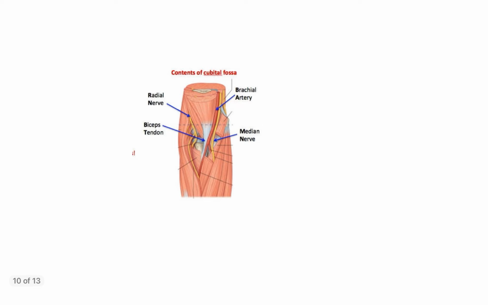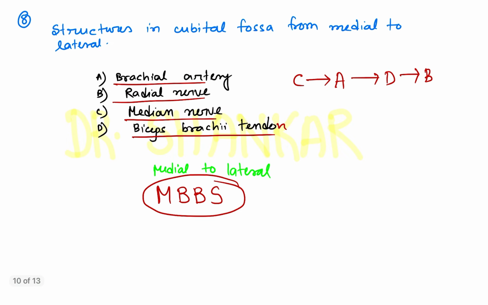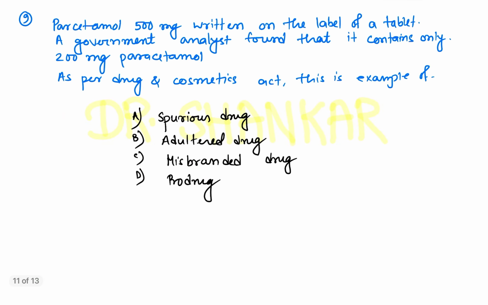So look at this image carefully. Most medially is the median nerve, then this is the brachial artery, then this is the biceps brachii tendon, and lastly this is the superficial branch of the radial nerve. This is the pronator teres muscle, and this is the brachioradialis. So these are the contents of the cubital fossa from medial to lateral. Very important question. Next, coming to another question for pharmacology.